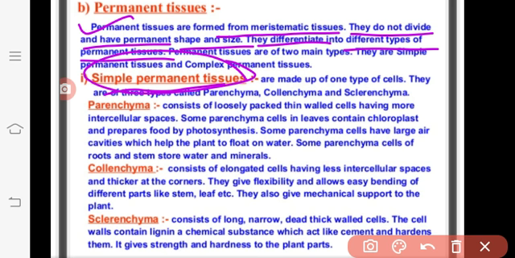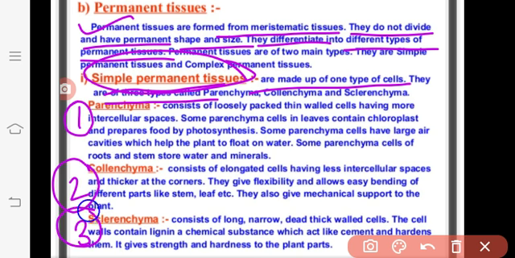First type is simple permanent tissue. They are made up of one type of cells, and it includes three types. First is parenchyma, second is collenchyma, and third is sclerenchyma. As we have earlier discussed parenchyma and collenchyma, now the third type is sclerenchyma.